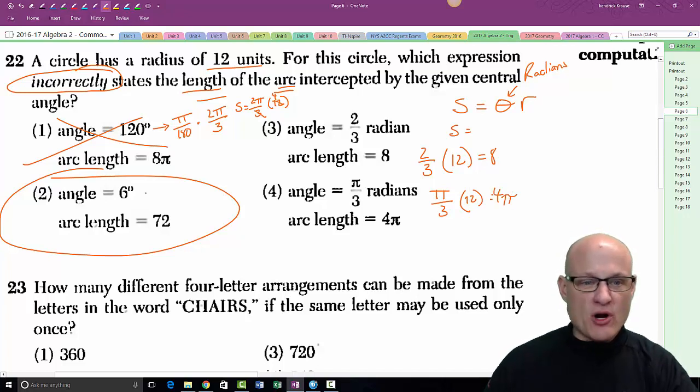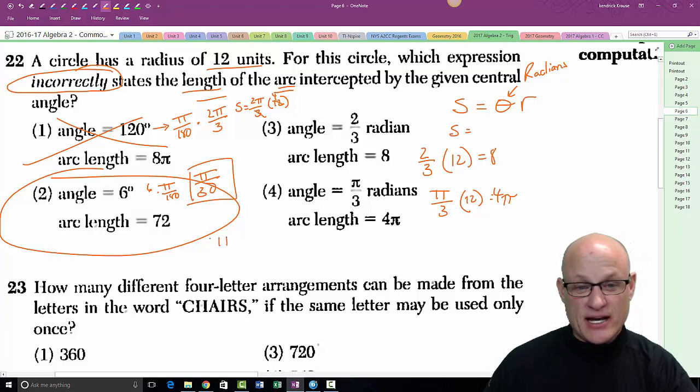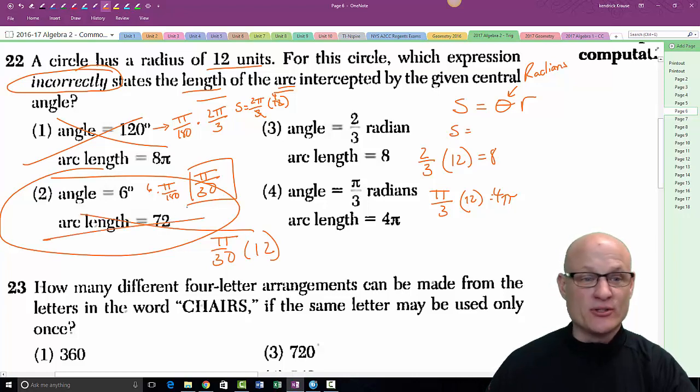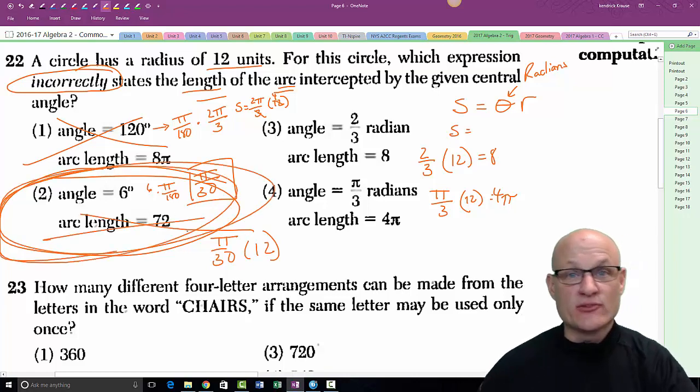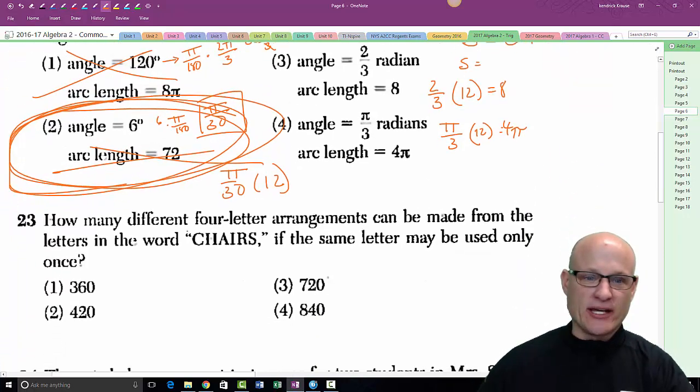Now the reason this one's wrong is because I have to multiply 6 by pi over 180, and that gives me pi over 30 as my angle in radian measure. If I do that, pi over 30 times 12, I'm definitely not getting 72. So this is the right answer because it's wrong. It's the right answer because it's wrong. Only in New York State.